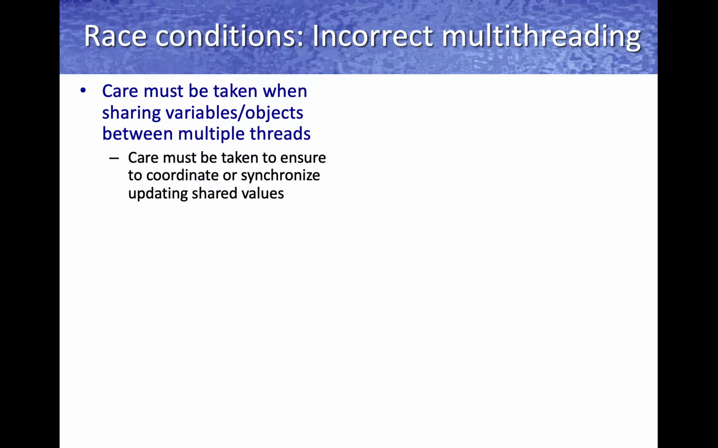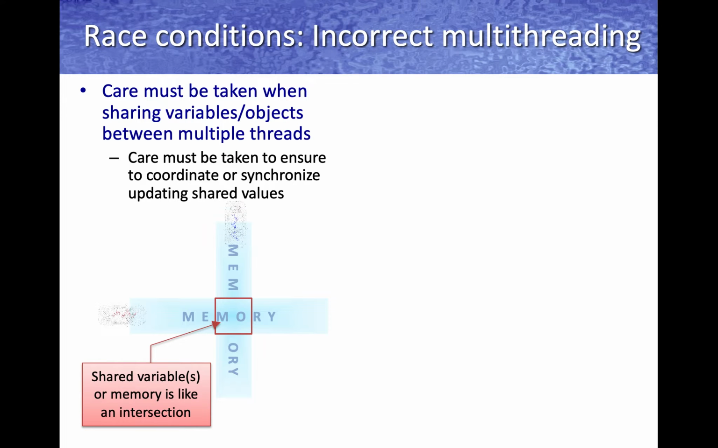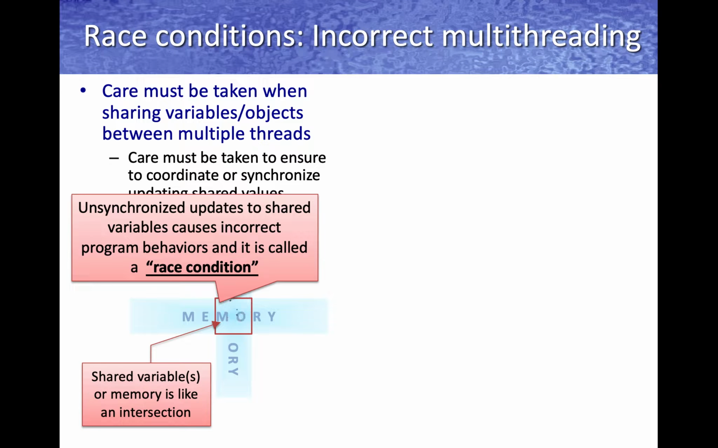Care must be taken when sharing or operating on shared variables from multiple threads. Imagine a shared variable as an intersection. If multiple threads operate on a shared variable or an intersection, they cause the threads to overwrite or inconsistently update values in the shared variable, resulting in a situation called a race condition.